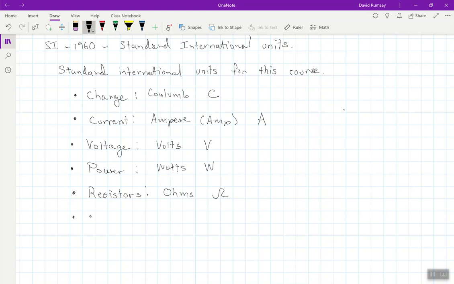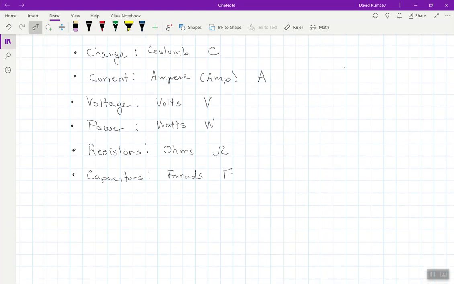And then we also have capacitors, and the units for this are farads, and that is a capital F. Farads is named after Faraday, a physicist who did a lot of investigation with capacitors. He might not have actually been looking at capacitors per se, but he was developing the physics that we use to understand how capacitors work.